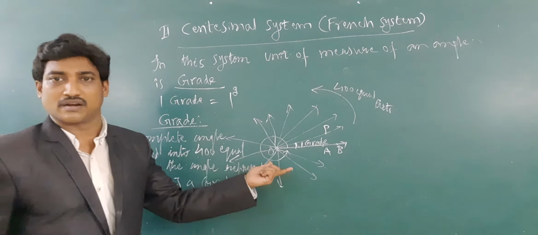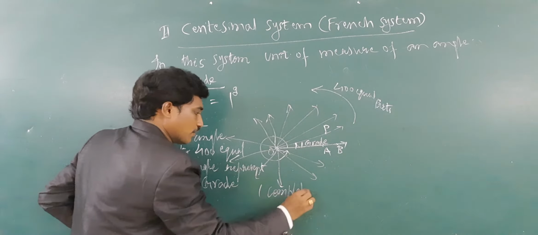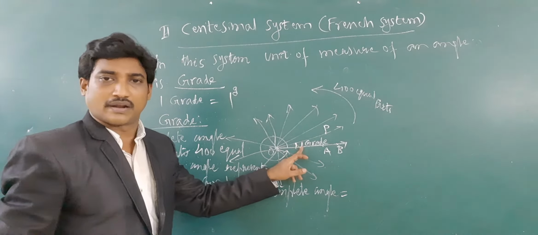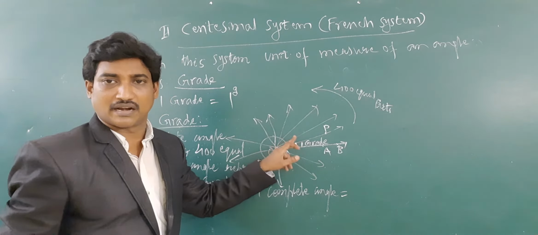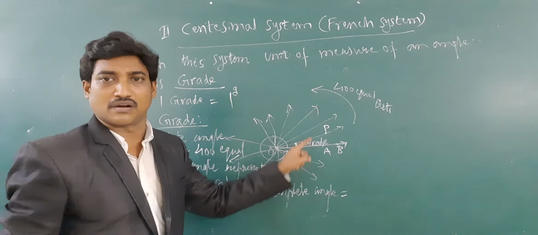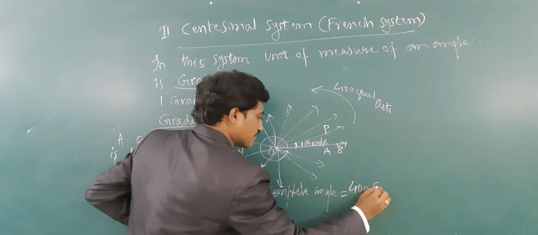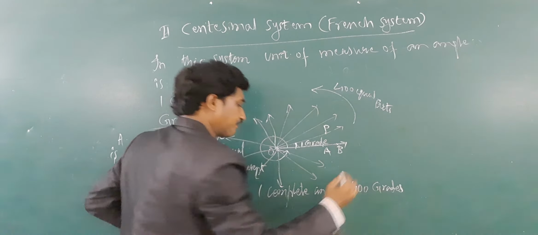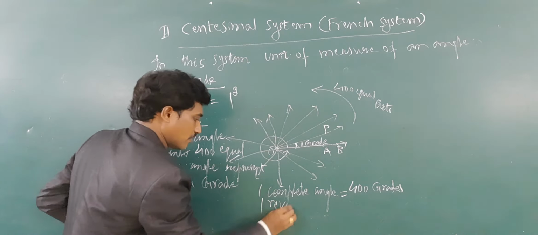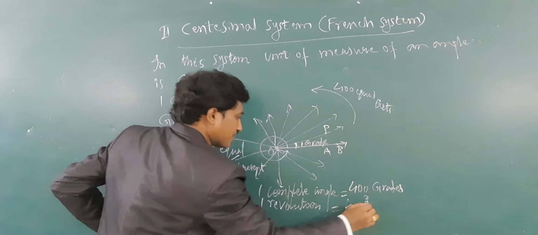So from this we come to know one complete angle is equal to one grade, first grade, second grade, third grade, like that. Each one is one grade, so there are 400 equal parts. So 400 grades. One revolution is equal to 400 grades.